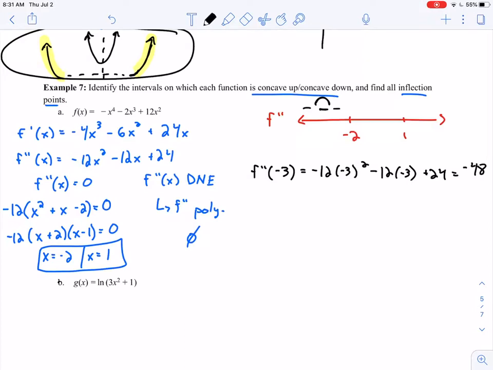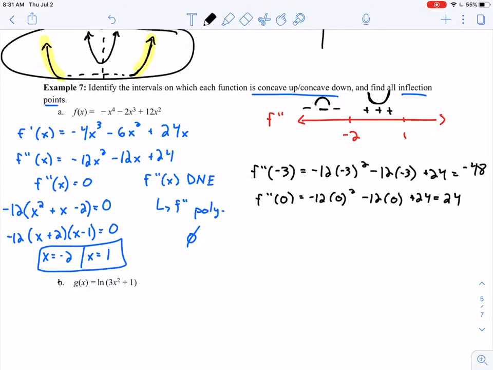Next, I need a number that's between negative 2 and 1. How about 0? I always like to work with 0. F double prime of 0. This is negative 12 times 0 squared minus 12 times 0 plus 24. I should end up with a positive 24 here. So my second derivative is positive, which means that my original function is concave upward between negative 2 and positive 1. And then I need a number to the right of 1.